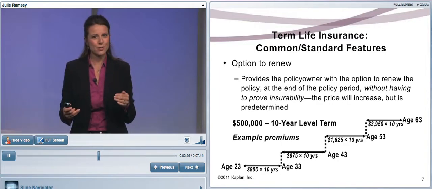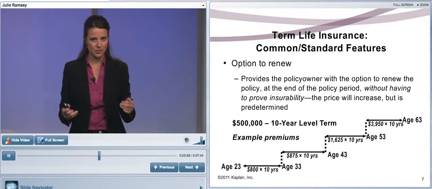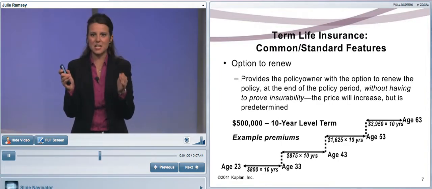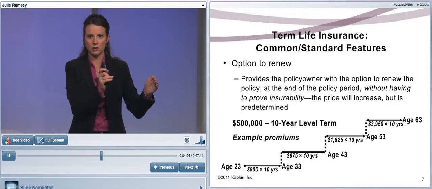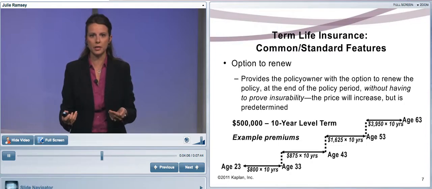Gosh, what do we have to do then to renew this policy? So we go for a term, right? Say it's a 10-year term, and then we want to go for another 10-year term. Wow, how do we do that? How do we renew it?